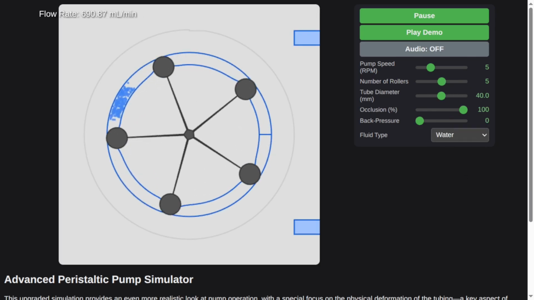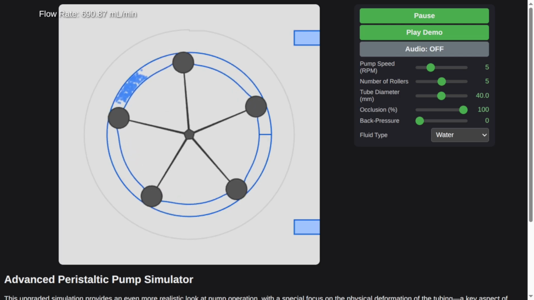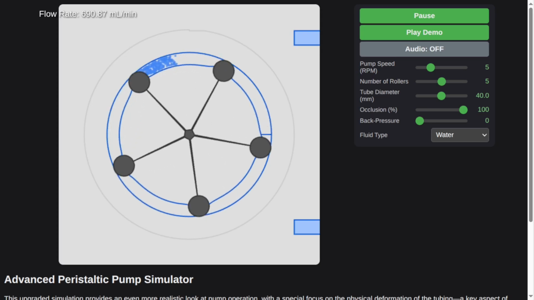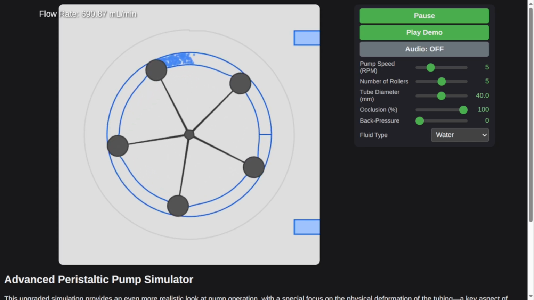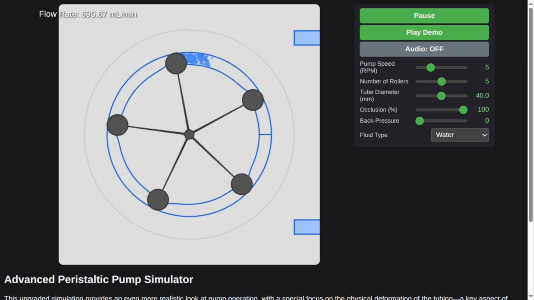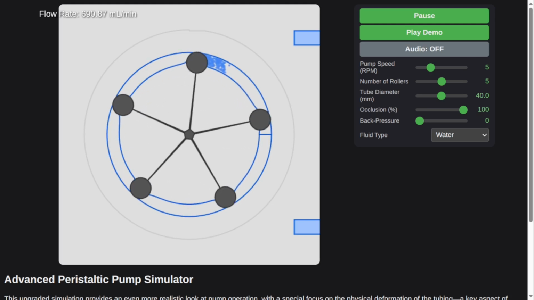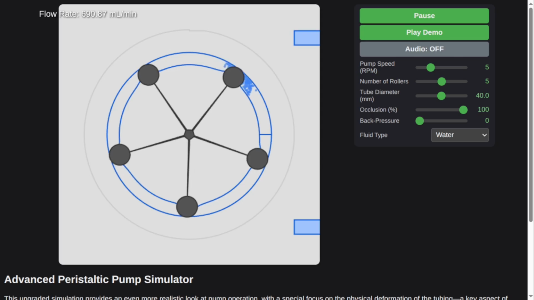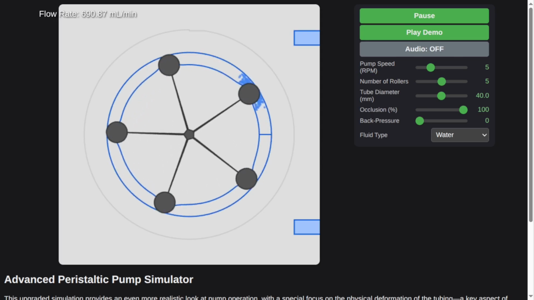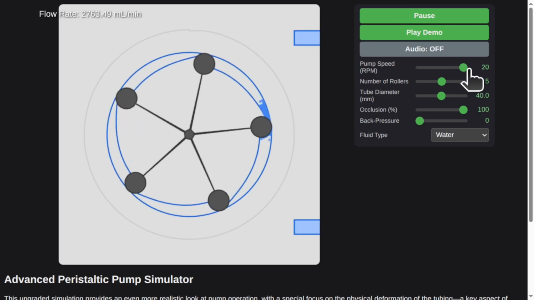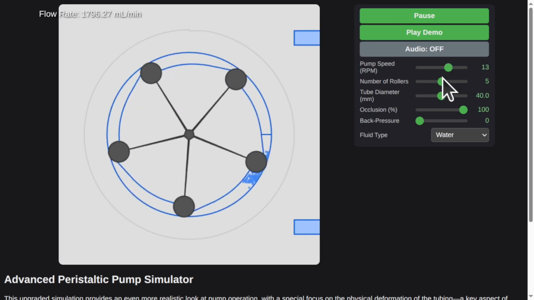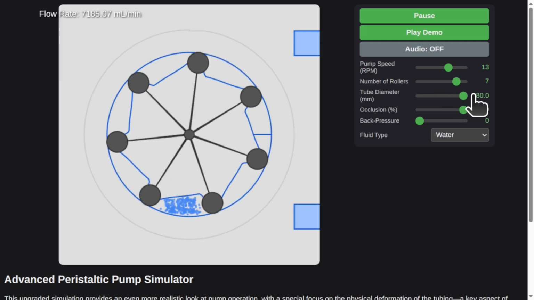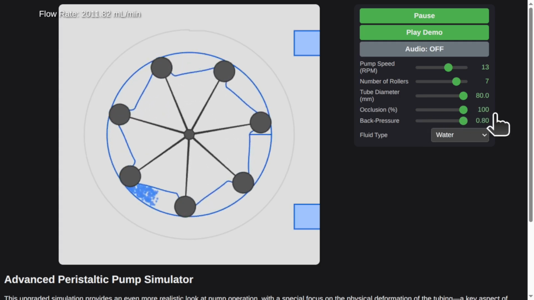The image shows the peristaltic pump simulator in action, where the fluid is being moved through the tube by the rollers rotating around the central rotor. The canvas displays the pump mechanism, including the rollers compressing the tube to push the fluid forward. The fluid particles are visible within the tube, and their movement is influenced by various settings controlled through the panel on the right. The code behind this simulation dynamically updates the visual representation based on user inputs, such as pump speed, number of rollers, tube diameter, occlusion percentage, back pressure, and fluid type. For example, the back pressure slider adjusts the resistance at the outlet, which slows down the fluid particles and reduces the flow rate displayed at the top of the canvas.